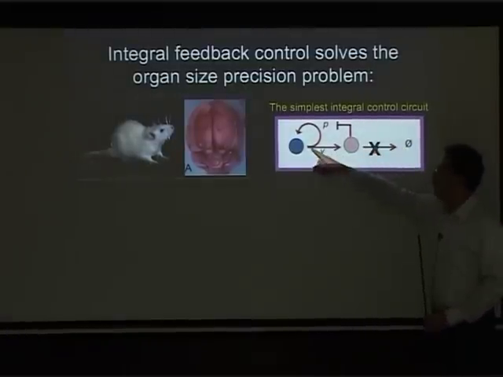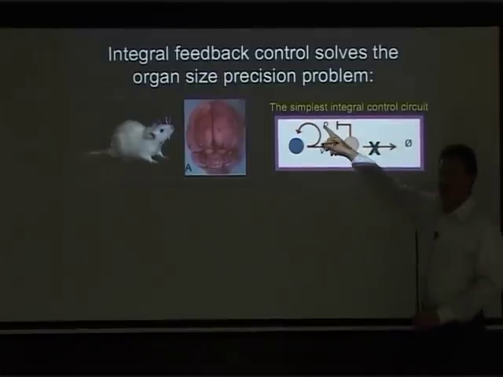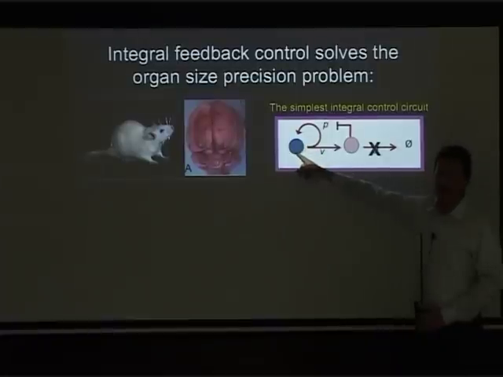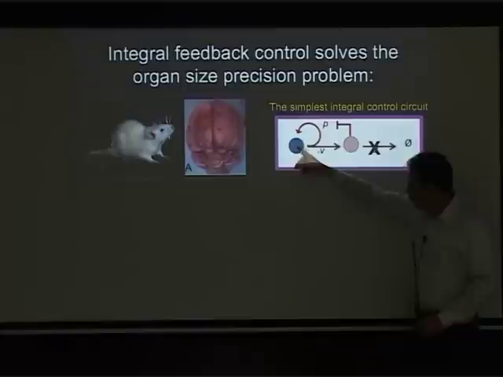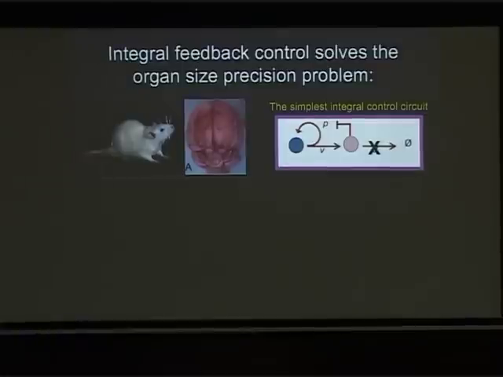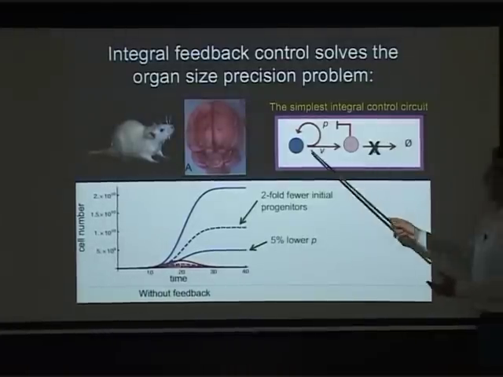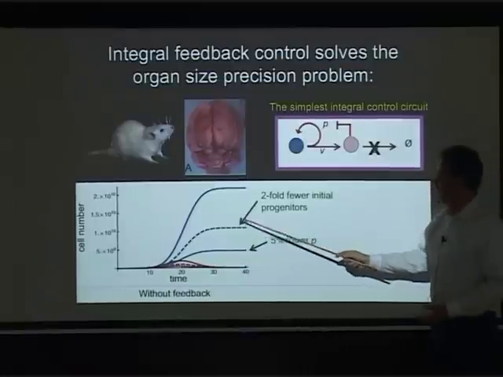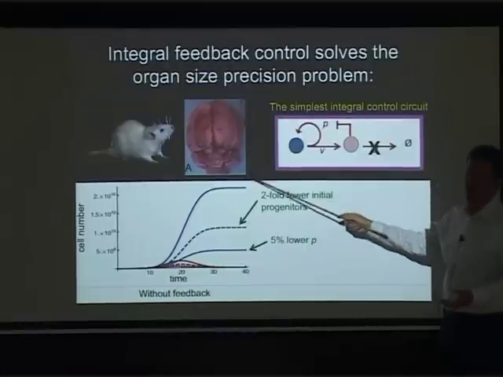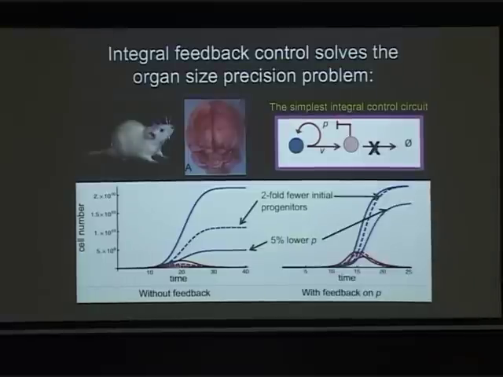So now what will happen is you'll make terminal cells, and their numbers will increase until the p-value is driven down below 1/2, at which point these guys will extinguish by pushing out more and more of these terminal cells. So if you explore how that behaves, if you don't have any feedback in a system like this, well, obviously, if you have twice as many progenitors, you have twice as much brain, right? It's totally non-robust to the number of progenitors.